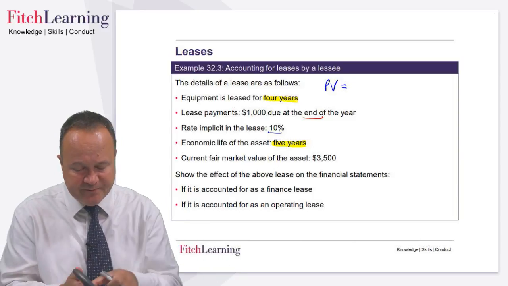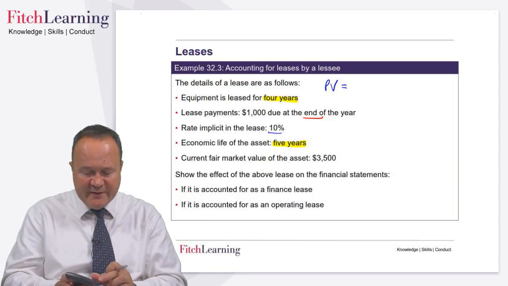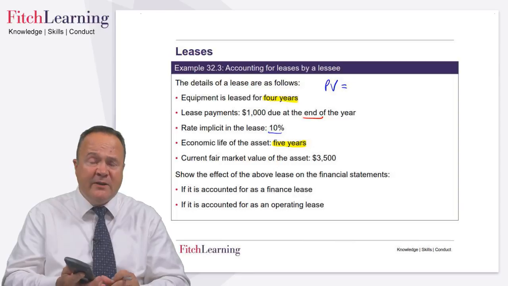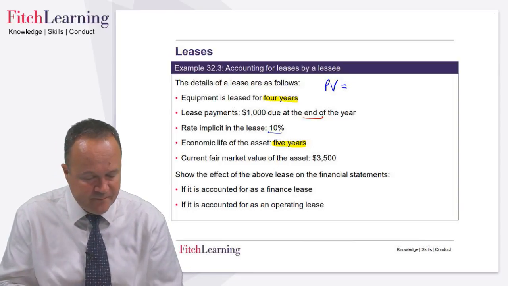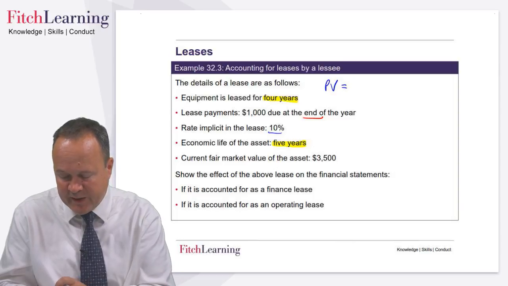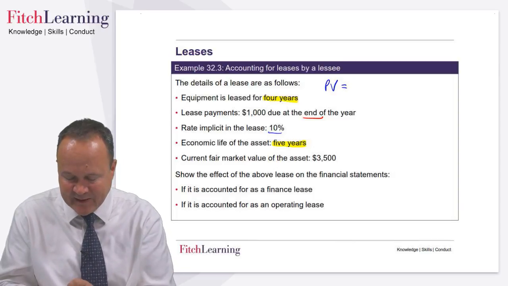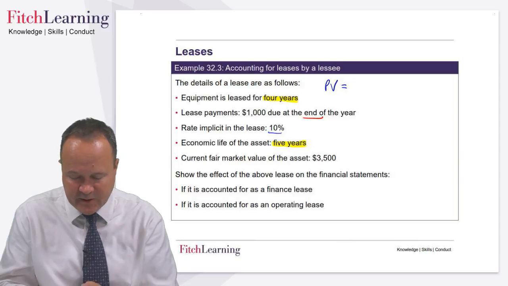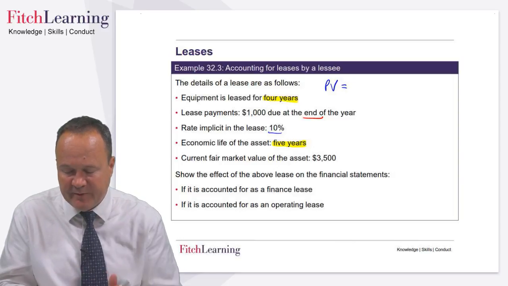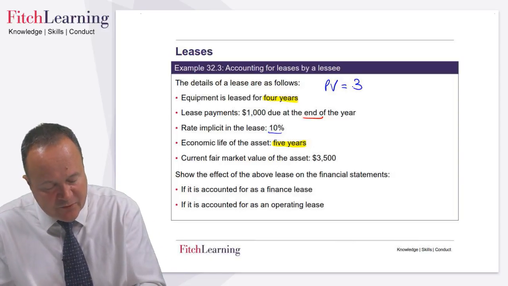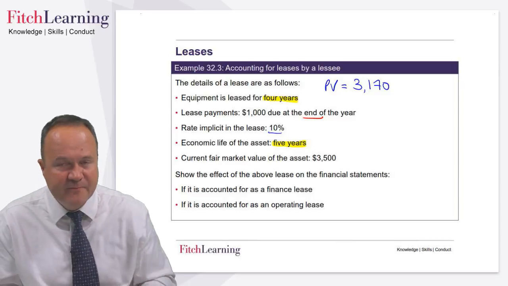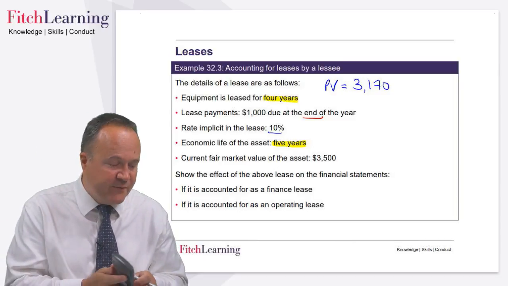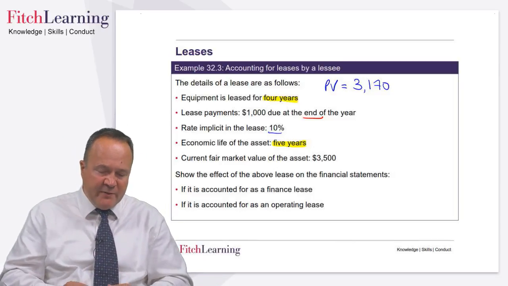So let's work this out. Again, second FV to clear the time value formula. Then it's 4 N, 1,000 payment, 10 I/Y, compute PV. So I've got 3,169.8, I'll call it 3,170. So the present value of lease payments is roughly 3,170.